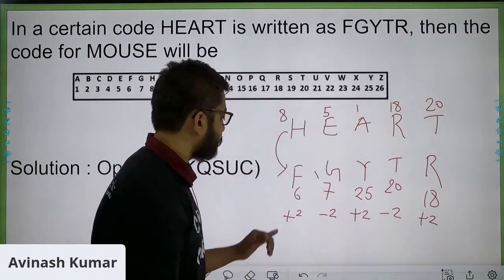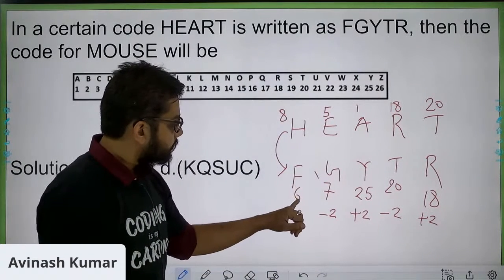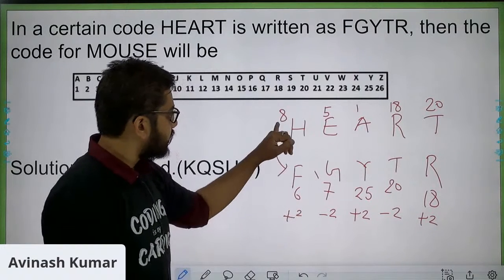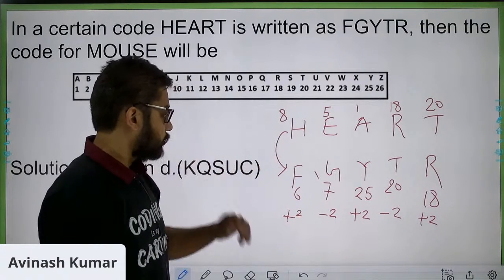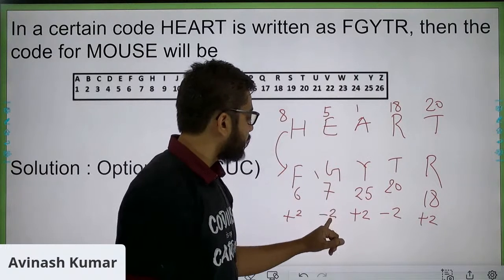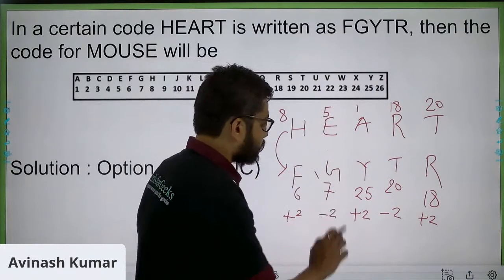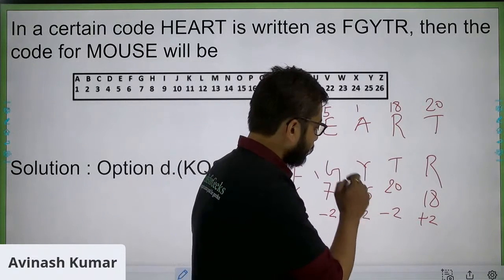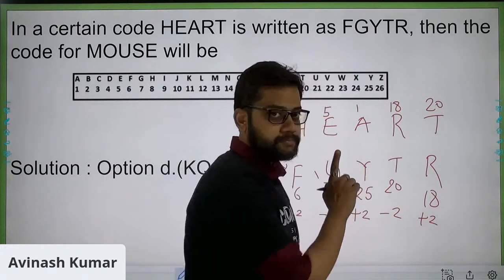How am I writing this? See, this F is here, its place value is 6. 6 plus 2 is 8. 8 place value is H. Now it's 7. 7 minus 2, a 5 is written over there. 7 minus 2 is 5. So that's why it's a minus 2. It's 25. It's not like 25 plus 2 is 1.